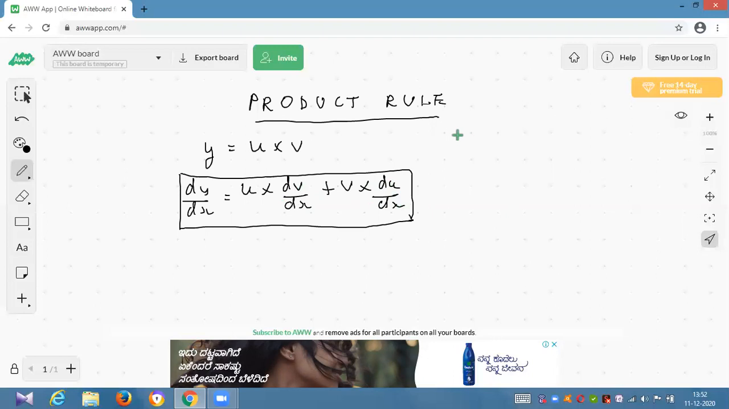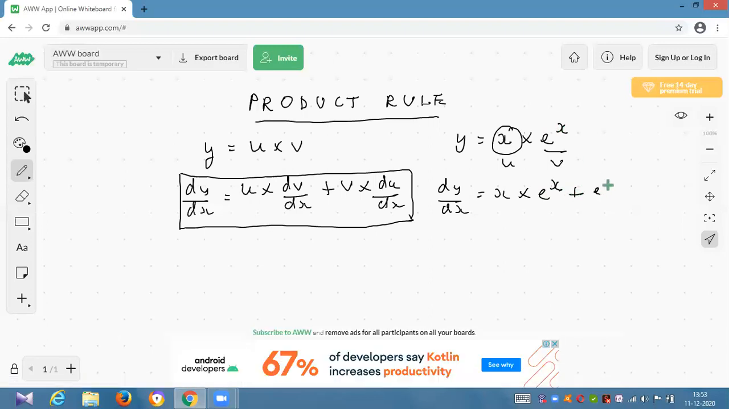Suppose we are writing a function y is equal to x into e to the power x. So we take this as u and this as v. So applying the product rule, dy by dx, we first write u as it is. So it is x into differentiation of e to the power x, which is e to the power x only, plus we write the v function as it is, and differentiation of x is 1. So we write 1. So my final answer becomes x e to the power x plus e to the power x. I can take e to the power x common and write my answer as this. This is how we use product rule in differentiation.